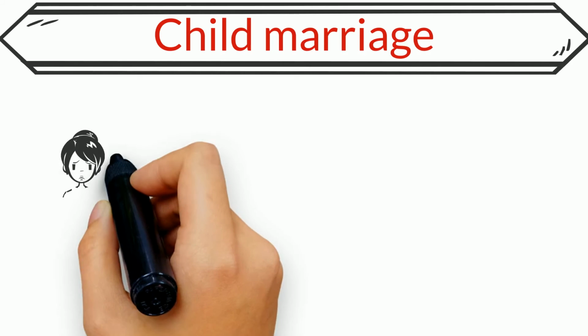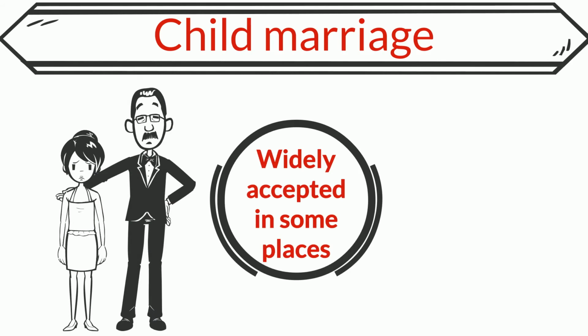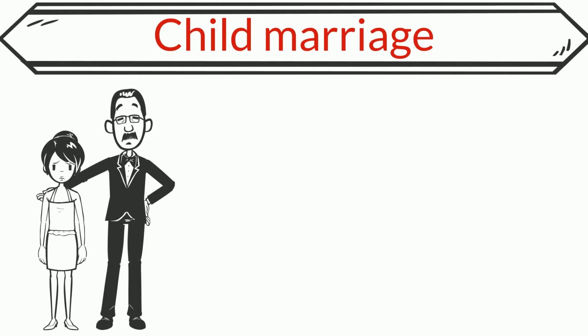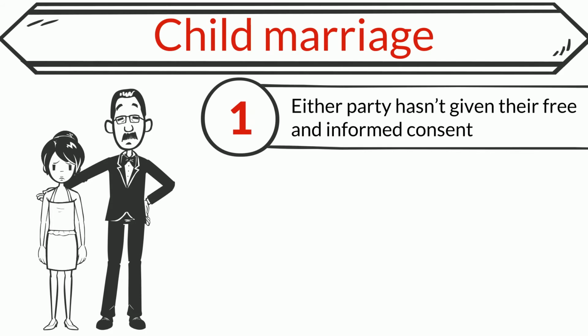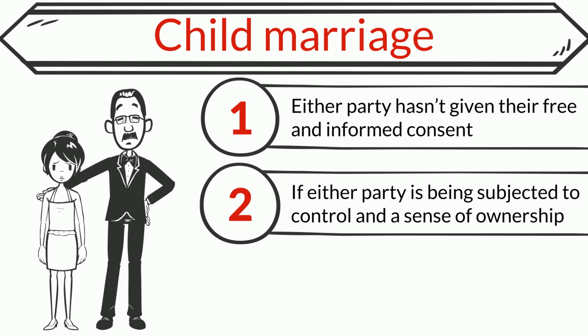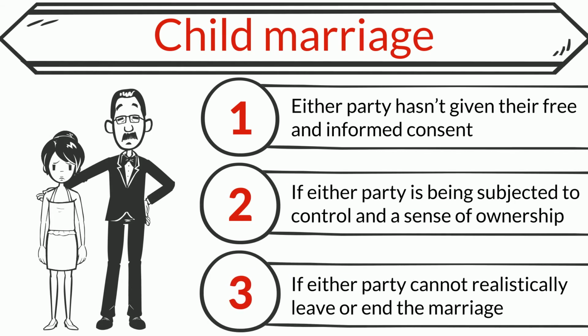Child marriage can be another form of slavery. Although it is legal and culturally widely accepted in some places to marry under the age of 18, if the following three elements are present, it is a form of slavery. If either party hasn't given their free and informed consent, if either party is being subjected to control and a sense of ownership, and if either party cannot realistically leave or end the marriage.